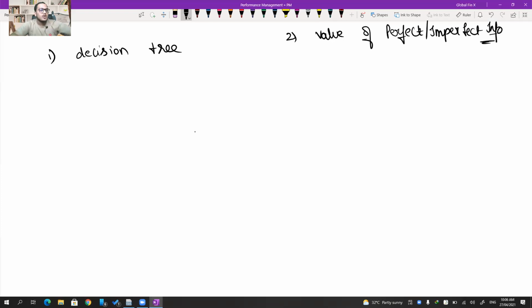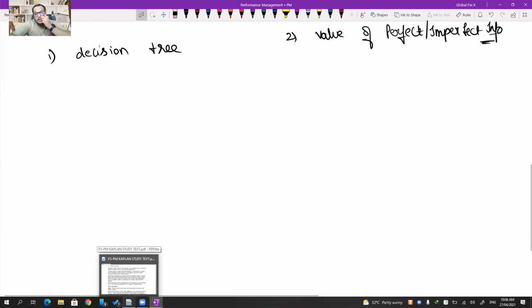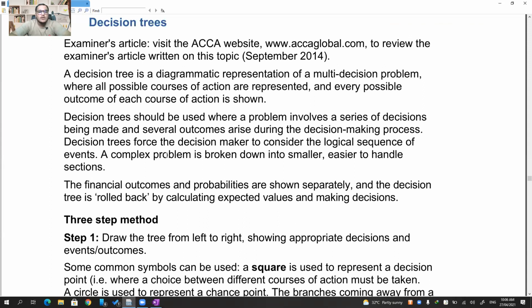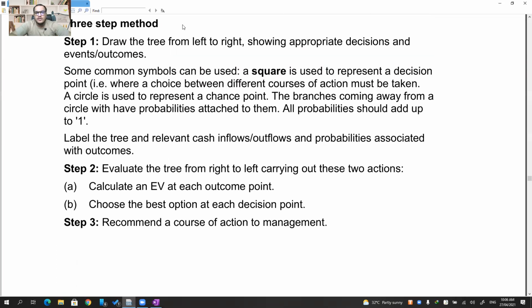It's basically drawing a graph, and then at each point we are trying to find out which decision should be taken, and that depends on the expected value calculation. Probability into the value, and then the sum of that. Okay, look at this. Draw the tree from left to right, show appropriate decisions and the event outcomes. Common symbols can be used, like a square to show a decision point.